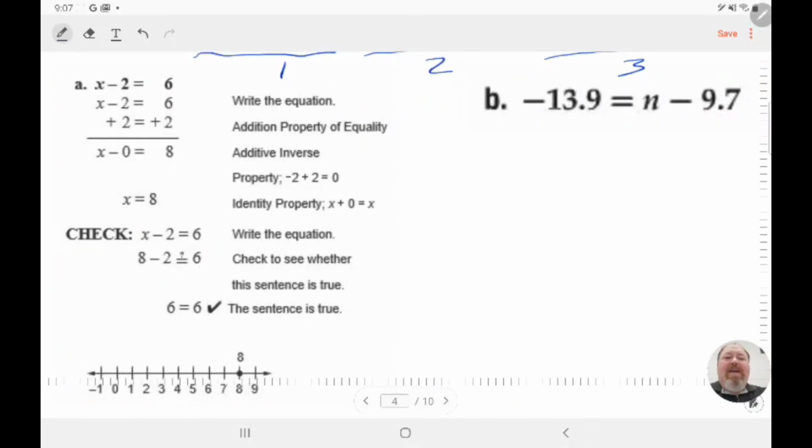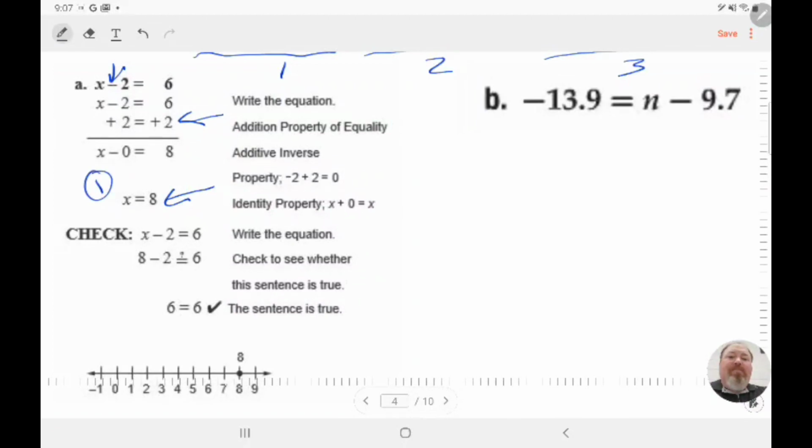So if we have x minus 2 equals 6, the first thing we want to do is, this is subtraction. So to undo subtraction, we would do the opposite operation, which is addition. So we add 2 to both sides of the equal sign. Minus 2 plus 2 would be 0. And 6 plus 2 would be 8. So x minus 0 would be the same thing as just saying x. So x equals 8. So that's part 1 of the problem.